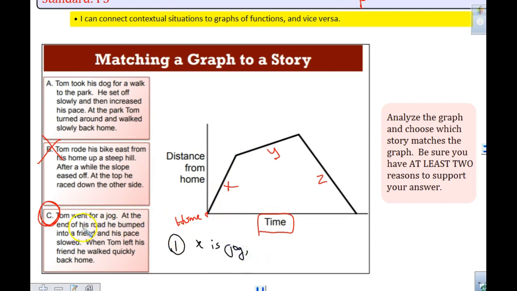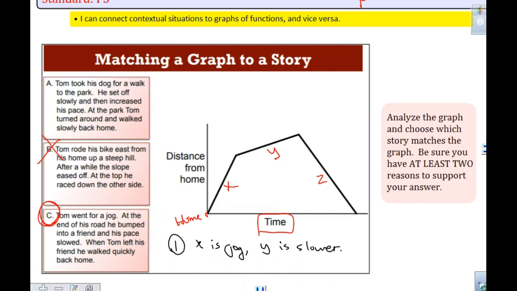And then what happened? He bumped into a friend, and then what did he do? His pace slowed. Yeah, so at Y, we're going slower. Y is slower if we are looking at that, right? Because he's met up with a friend. So you need to be able to give me at least 1 or 2 reasons why you choose the one that you are choosing, okay?